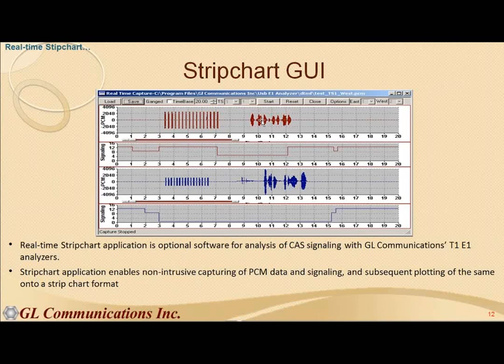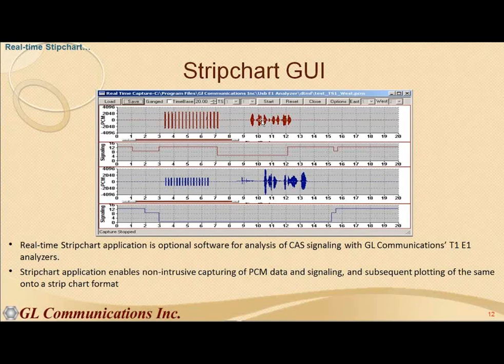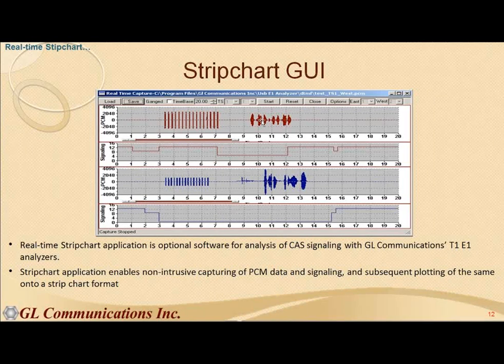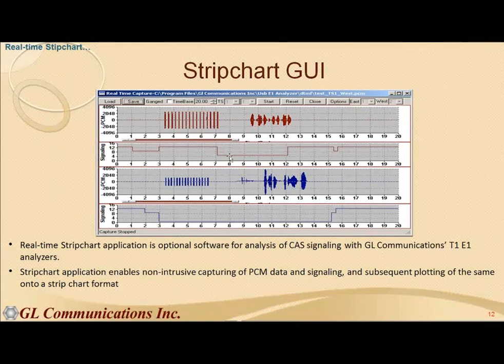So this, as we say here, you can see the PCM data and signaling at the same time, and you can gang them up, gang both east and west side, and see the plotting of this signaling and the PCM. Right. Okay. So as Shashi said, this is for channel associated signaling, right?